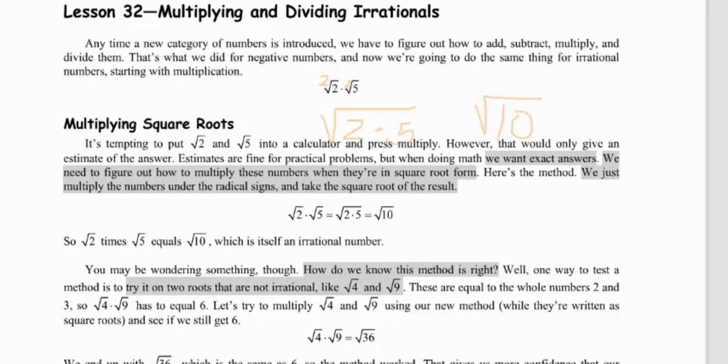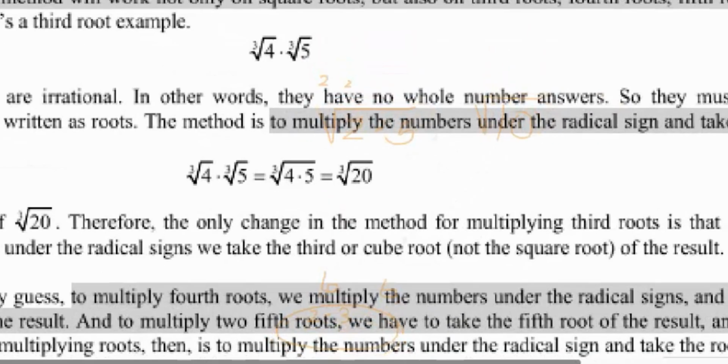And how do we know that this is right? Well, if we look at numbers that we have perfect squares for, square root of 4 is 2, square root of 9 is 3, and 2 times 3 would be 6. Square root of 36 is 6. So it works when we have perfect squares, so we can test and see that it works. It also works with this.